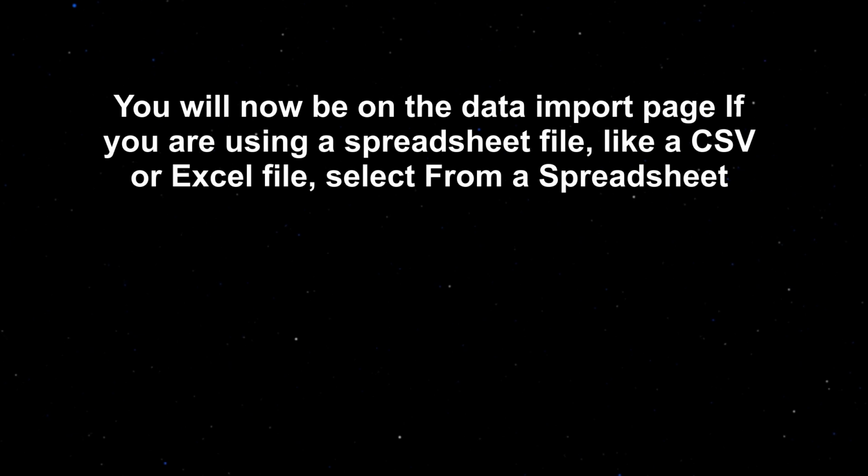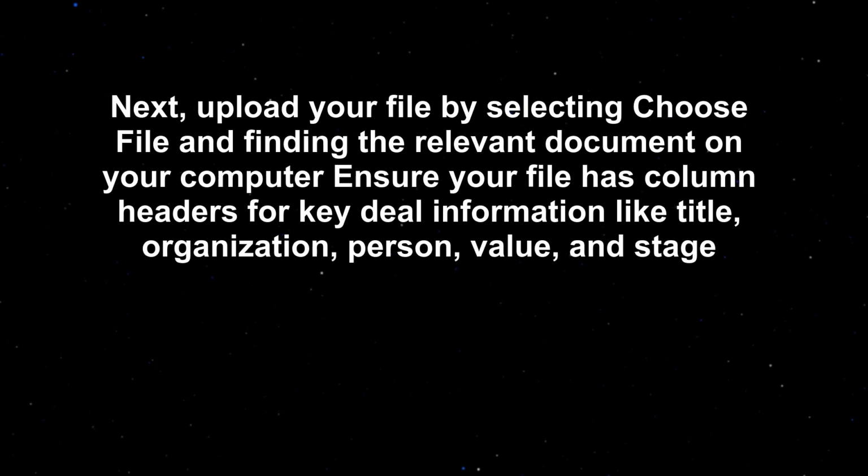If you are using a spreadsheet file, like a CSV or Excel file, select from a spreadsheet. Next, upload your file by selecting Choose File and finding the relevant document on your computer. Ensure your file has column headers for key deal information like title, organization, person, value, and stage.